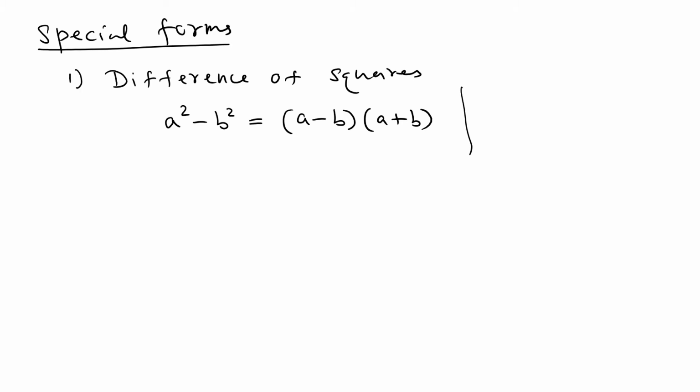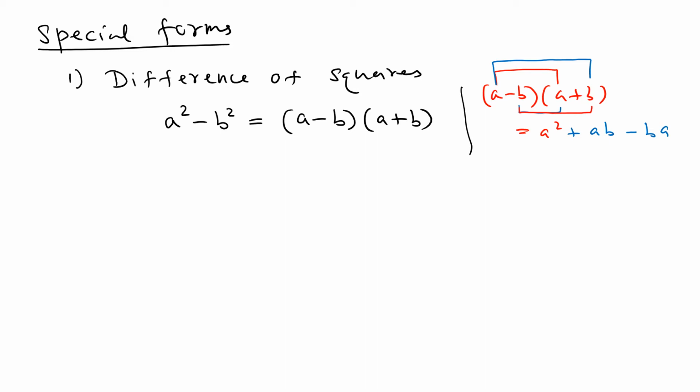If you go backward, if you start with a minus b and a plus b, we can distribute. When you multiply, you're going to get a times a, which is a squared, and then a times b, so you're going to get plus ab. Now do the same thing with the other terms. You multiply minus b with a, which gives minus ba, and then you multiply minus b with b. So then you're going to get minus b squared.